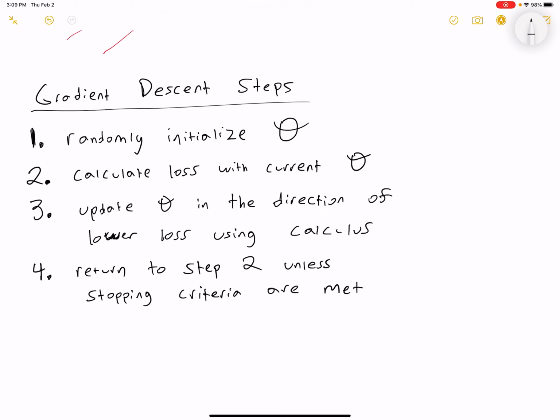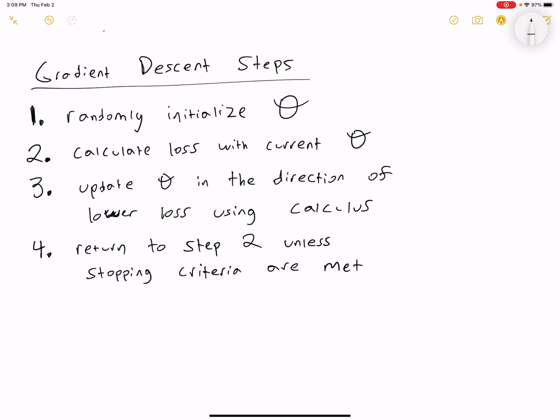And those stopping criteria could be things like the loss function is low enough so you can just stop, or it can be the number of iterations that you've run, or it can be some other criteria. But that's the idea of gradient descent. Any questions at this high level? Probably not, because it's so high level.